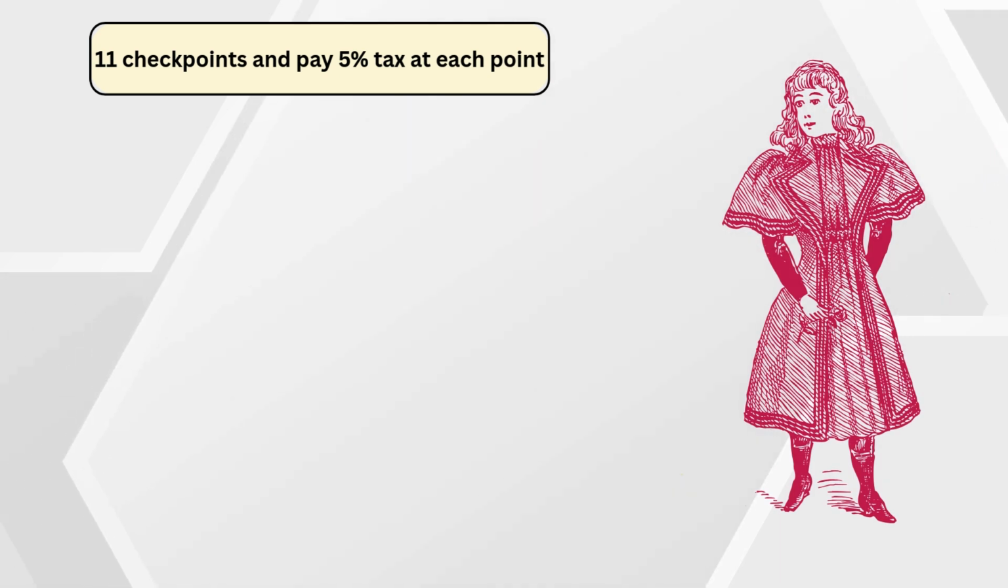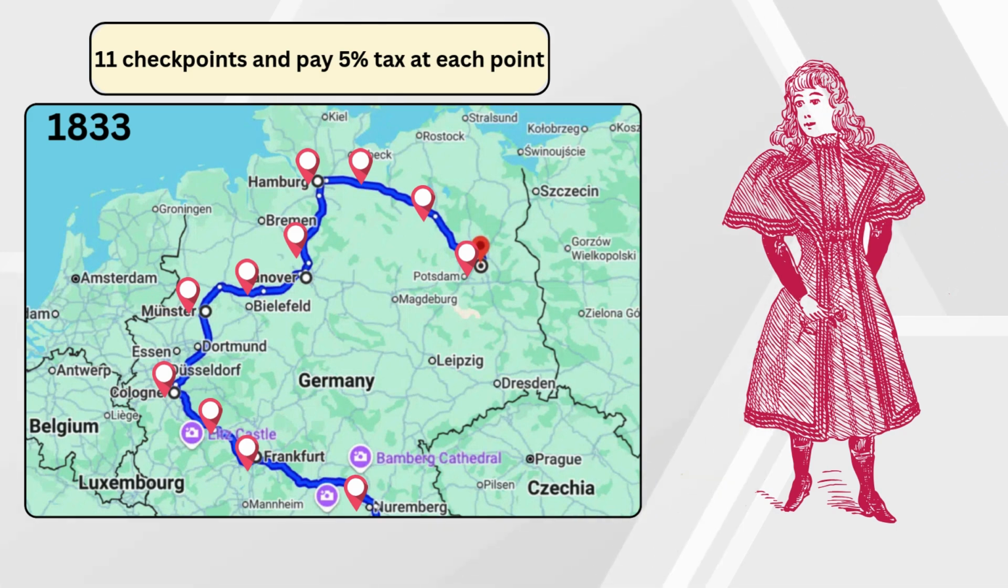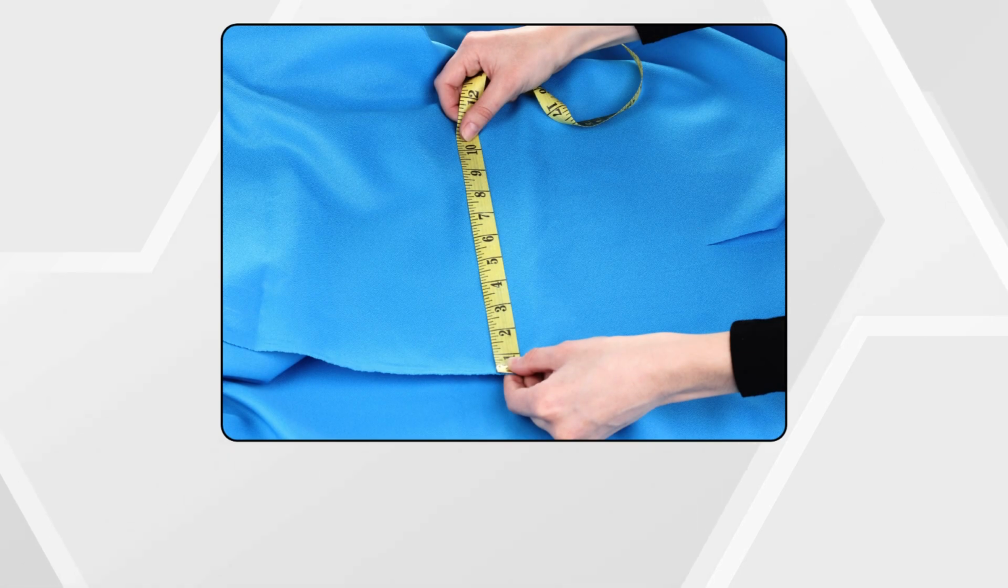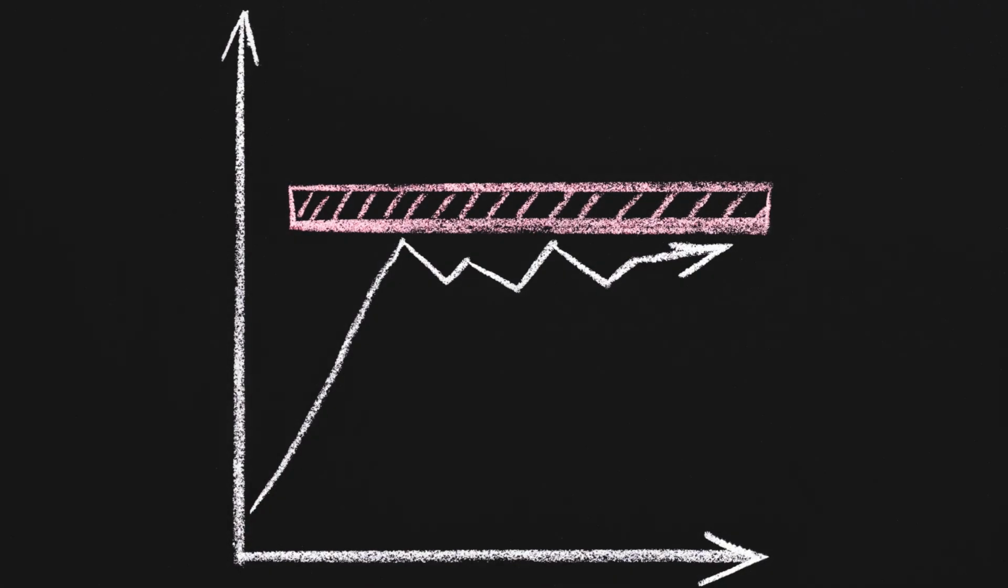Imagine being a merchant in 1833, traveling from Habsburg to Nuremberg. You will have to stop at 11 checkpoints and pay 5% tax at each one. Even worse, every town measured cloth differently. In Frankfurt, 1 ell equals 54.7 centimeters. In Nuremberg, 1 ell equals 65.6 centimeters. Total confusion. This was a huge headache for traders and it slowed down business.